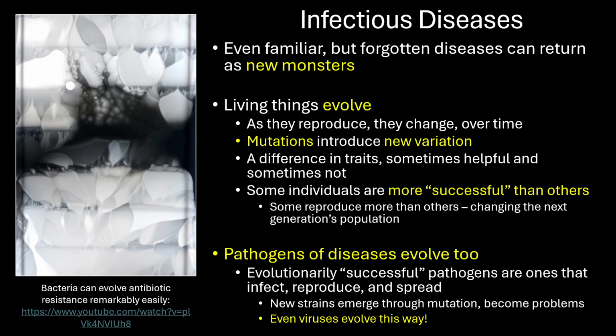And so this is how species can change. They can be shaped and evolve to, in some cases, become more problematic for us. And for species that are pathogens, pathogens can also evolve. The evolutionarily successful pathogens are the ones that actually manage to infect us, reproduce, and spread. New strains are constantly emerging of different species of problematic pathogens, particularly viruses, very rapidly capable of evolving.